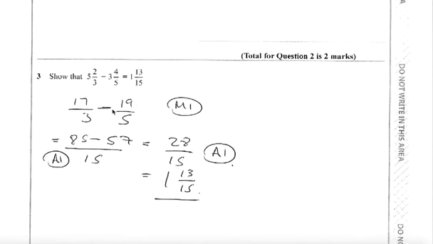Question 3. We have to show this fully, which means turning these two numbers into top-heavy fractions. 5 and 2/3 means 5 times 3 is 15, add 2, 17 thirds, take away 19 fifths. The common denominator here will be 15, so 3 into 15 is 5, 5 17s are 85. 5 into 15 is 3, 3 19s are 57, and subtract.